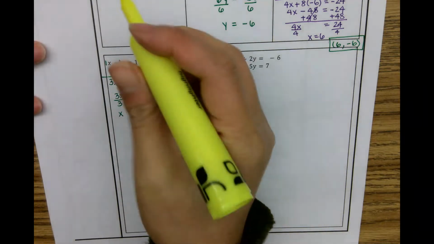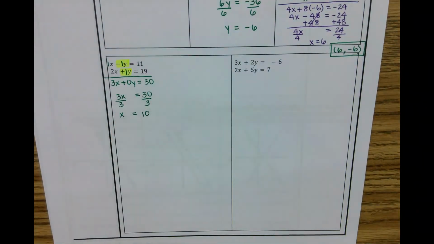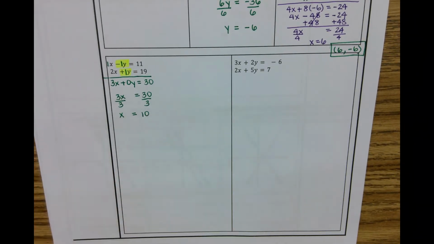So sorry, I'm just going to highlight. So here's our opposite coefficients. That's how I eliminate it. And then I just add them and then solve for the variable, x equals 10. And then now, kind of like what we do for substitution, I'm going to take it and plug it back in.